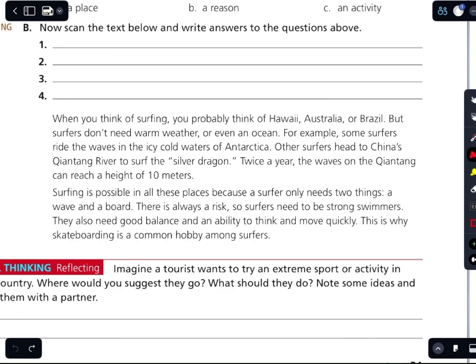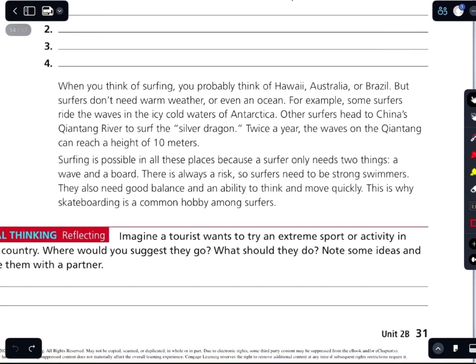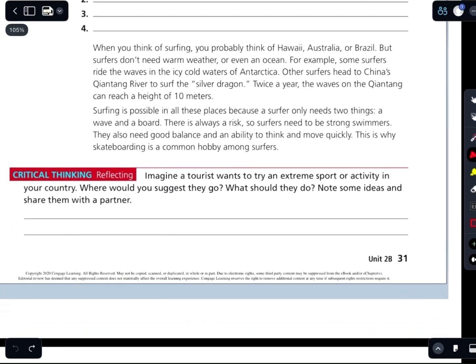There is always a risk, so surfers need to be strong swimmers. They also need good balance and an ability to think and move quickly. This is why skateboarding is a common hobby among surfers.